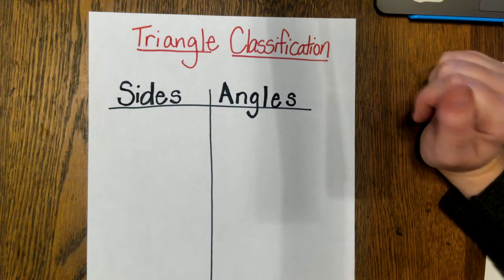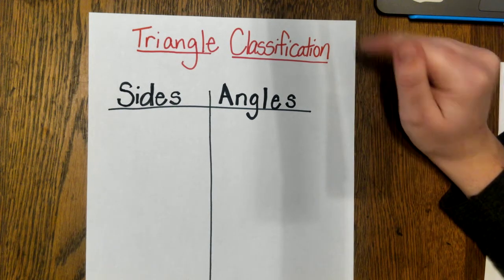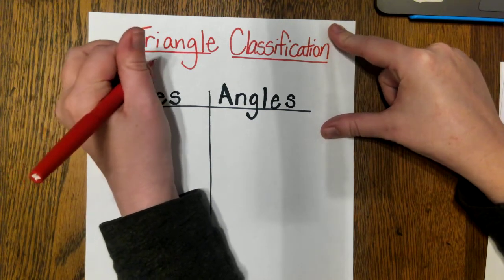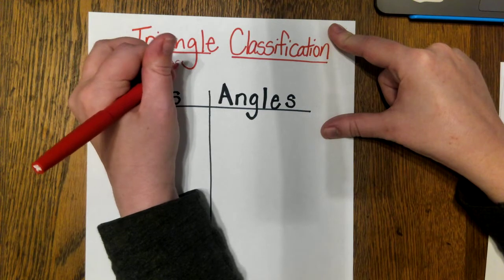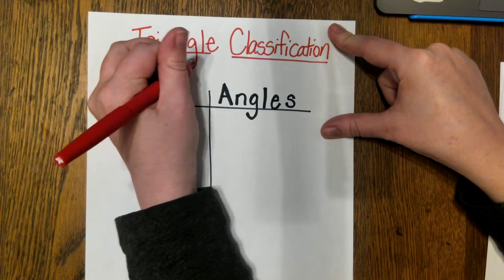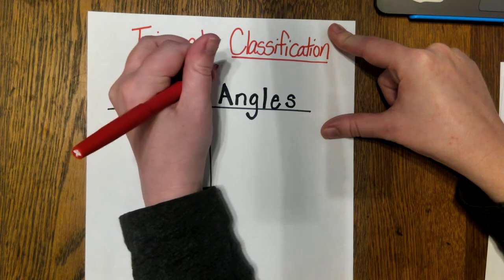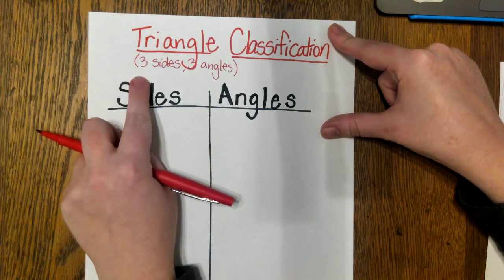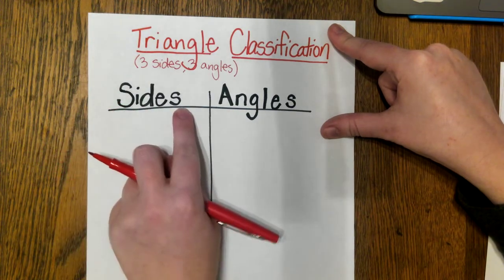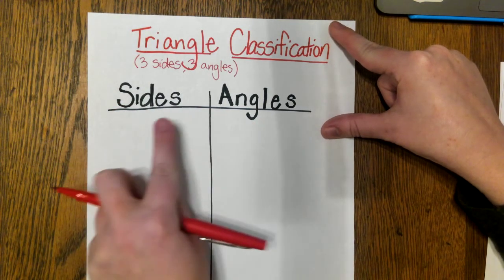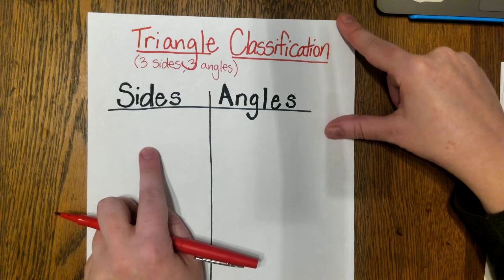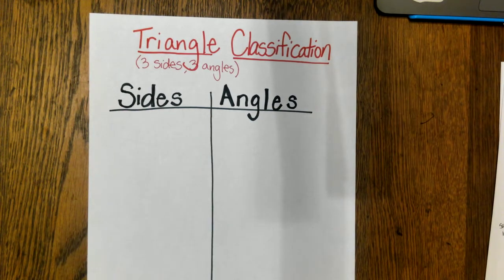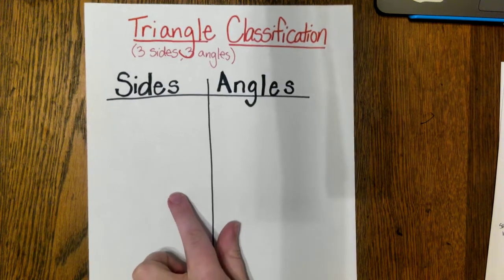We're going to look at how to classify triangles. Now we know that triangles have 3 sides and 3 angles. We can classify them based on their sides or their angles. There are 3 different types of triangles based on their sides, and there are 3 different types of triangles based on their angles. Let's look at sides first.